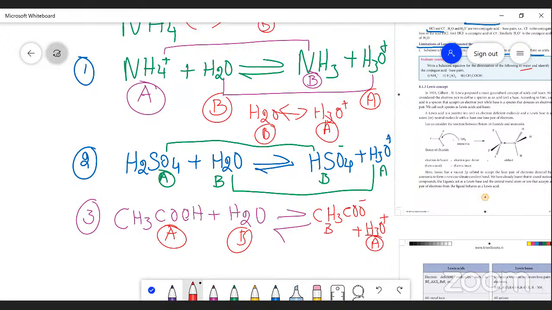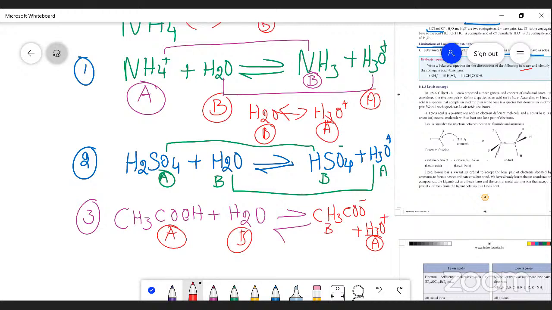So what is the conjugate acid base? That's all about the Bronsted-Lowry concepts of acid and base. What are they explaining? Bronsted and Lowry gave an explanation about substances which donate the proton, that is the H plus ion. Proton is nothing but an H plus ion. The substances which release the H plus ion are called acids. The substances which accept it are called bases.